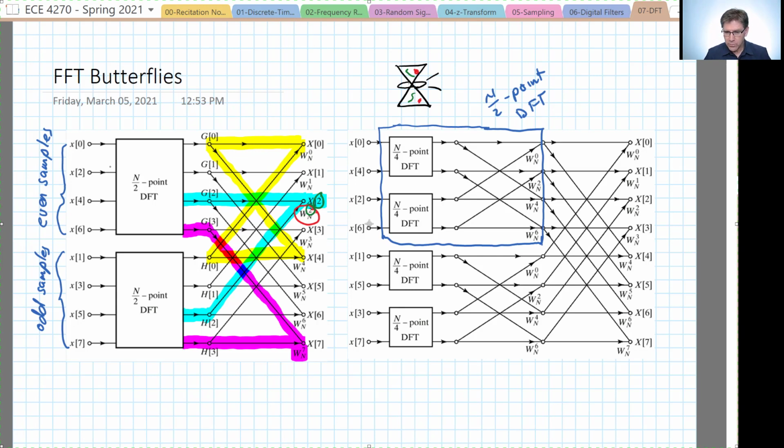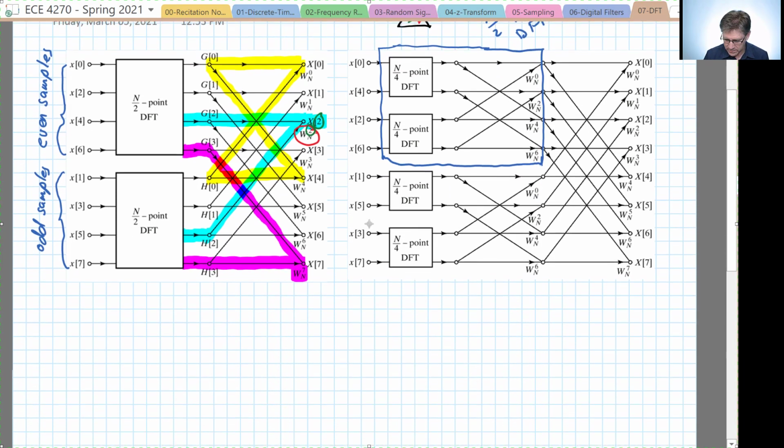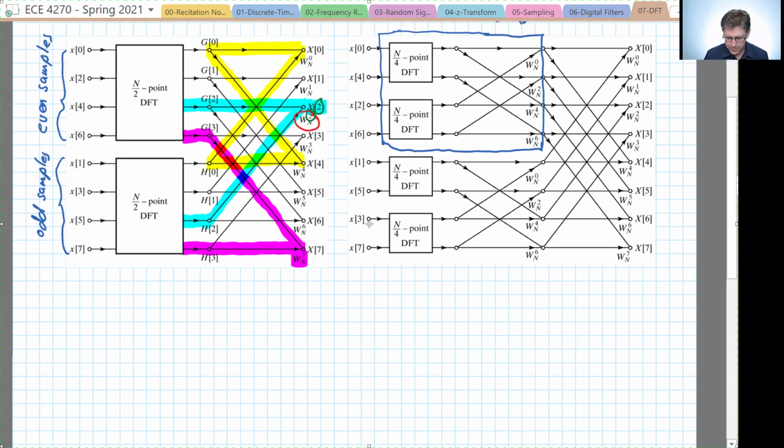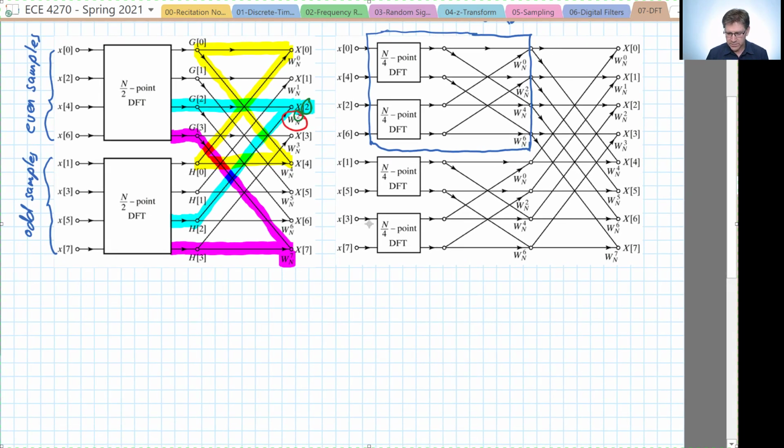So now that we have this kind of cool structure going, let's actually carry that one step further. In this particular case, we have n is equal to 8, so n over 4 is 2. So let's go ahead and stick in that 2 point DFT and see what it looks like.